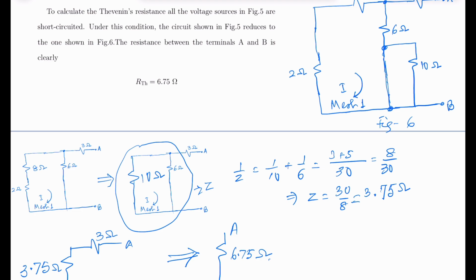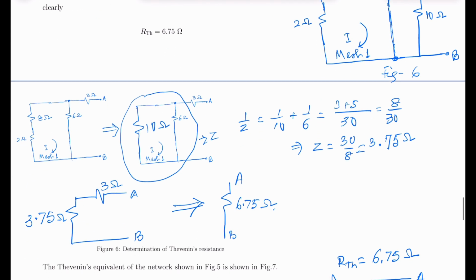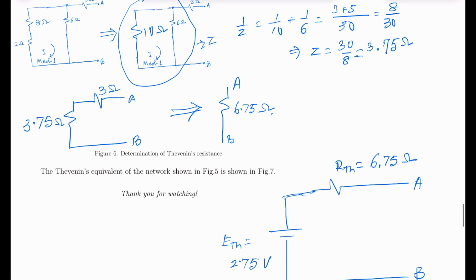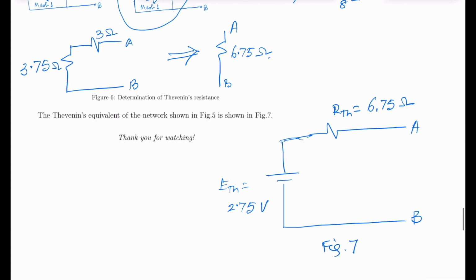So this is 3.75 ohm plus 3 ohm. So the resistance between the point A and B is simply 3 ohm plus 3.75 ohm, and this is 6.75 ohm. So the Thevenin's equivalent of the network shown in figure 5 is shown here in figure 7. Thevenin voltage is 2.75 volt and Thevenin resistance is 6.75 ohm.